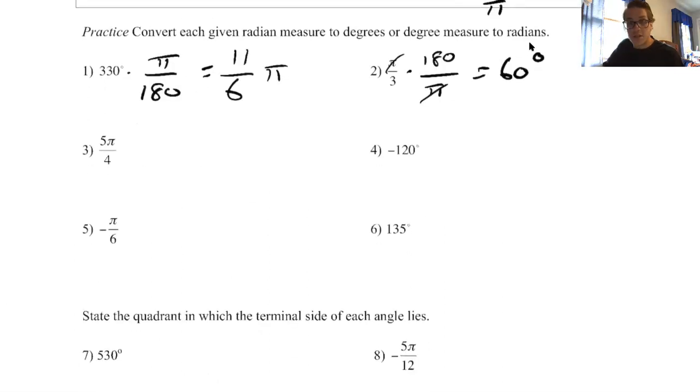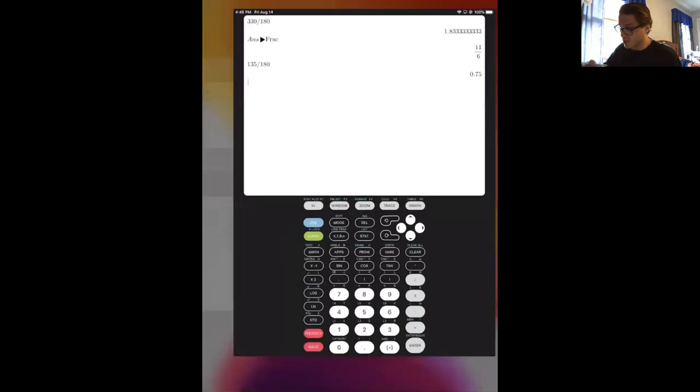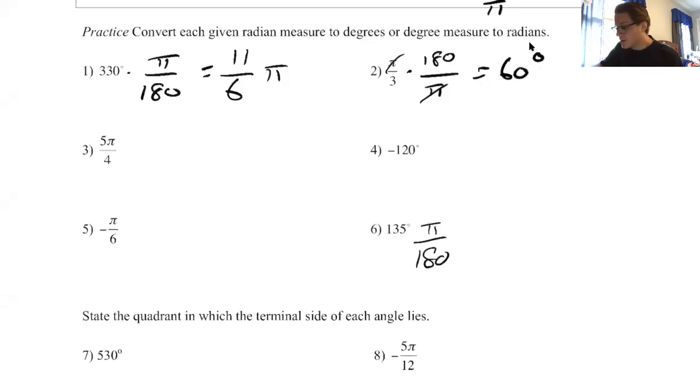So in number 6, 135 degrees, I want to put that in radians. So I've got to multiply by pi over 180. I'll use my calculator again here, and again I want to leave it in terms of pi, so I'm going to do 135 divided by 180. I get 0.75, which is just 3/4. Right, so I get that this is equal to 3/4 pi radians here.